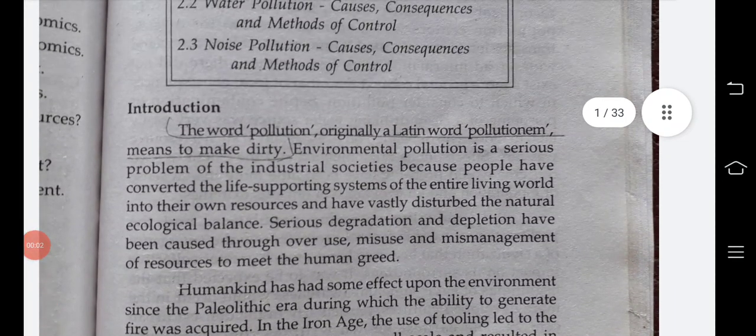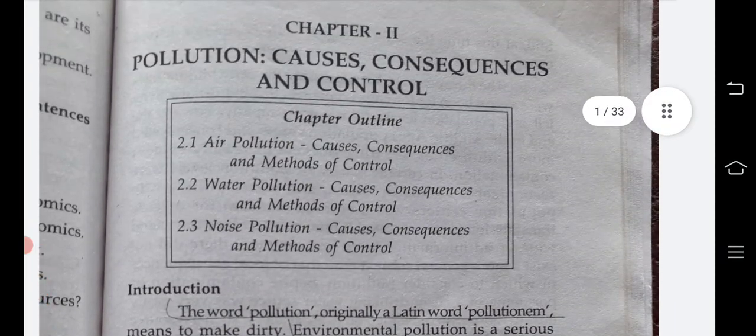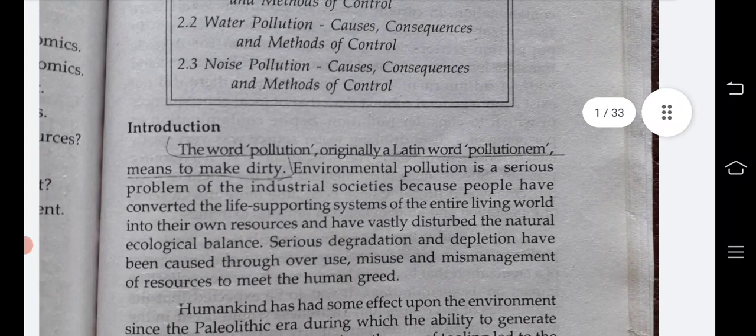Yeah, friends. So, welcome back to a new chapter, which is pollution in environmental economics: pollution causes, consequences, and control. In this chapter, we have three major pollutions which we have to deal with. Generally, we have one more, which is also land pollution. But over here, we have only three, which is air, water, and noise pollution. Its causes, consequences, and how to control.